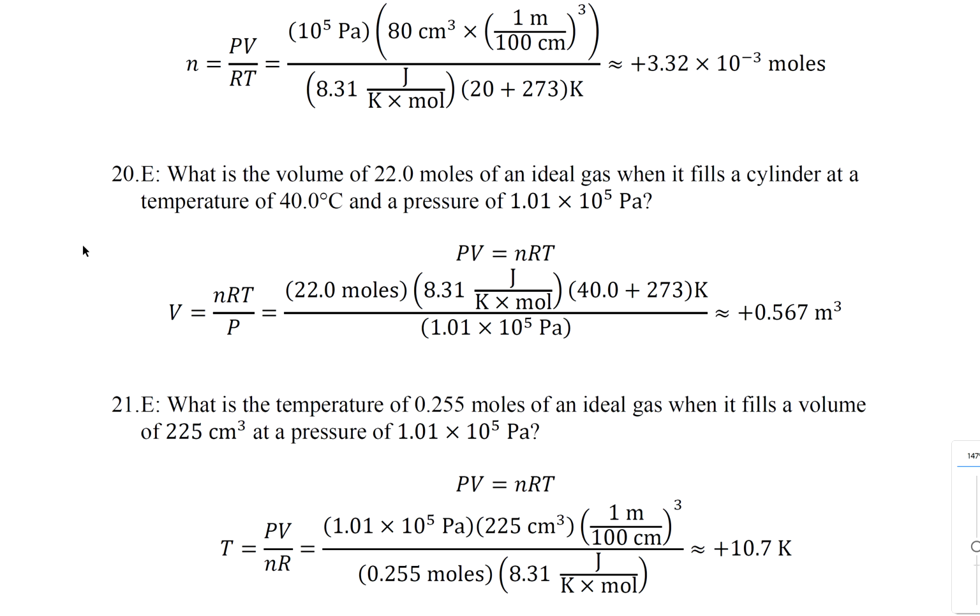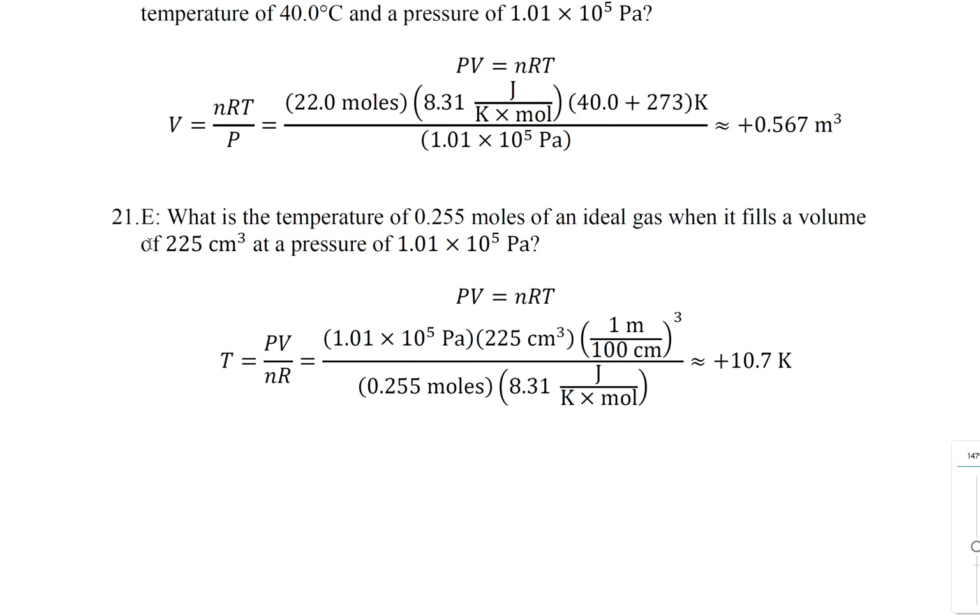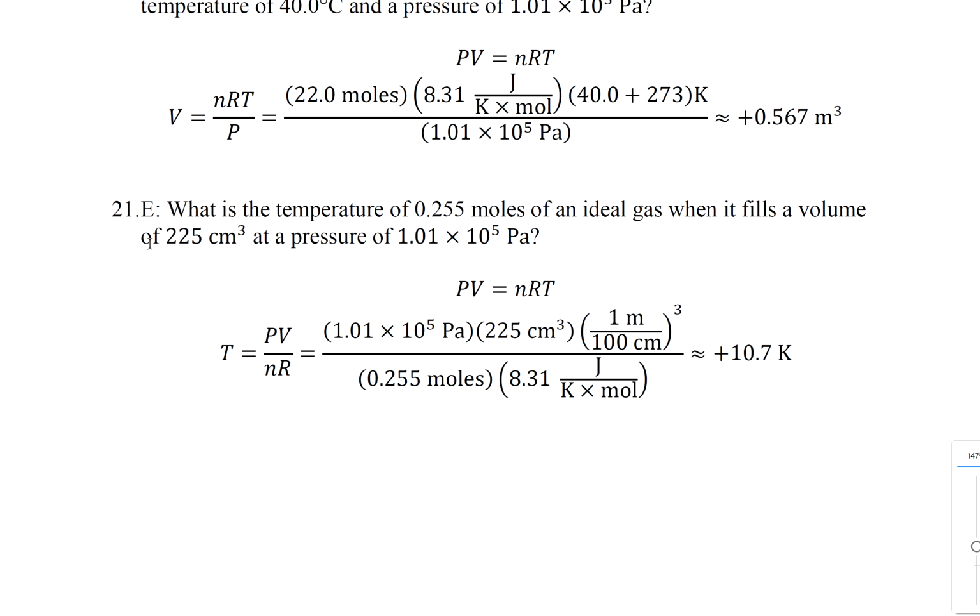Question 20. What is the volume of 22 moles of an ideal gas when it fills a cylinder at a temperature of 40 degrees Celsius and a pressure of 1.01 times 10 to the 5 pascals? This is our volume. See that degrees Celsius was converted to Kelvin. Question 21. Finally, we're solving for the temperature. And we get this, which is pretty darn cold.